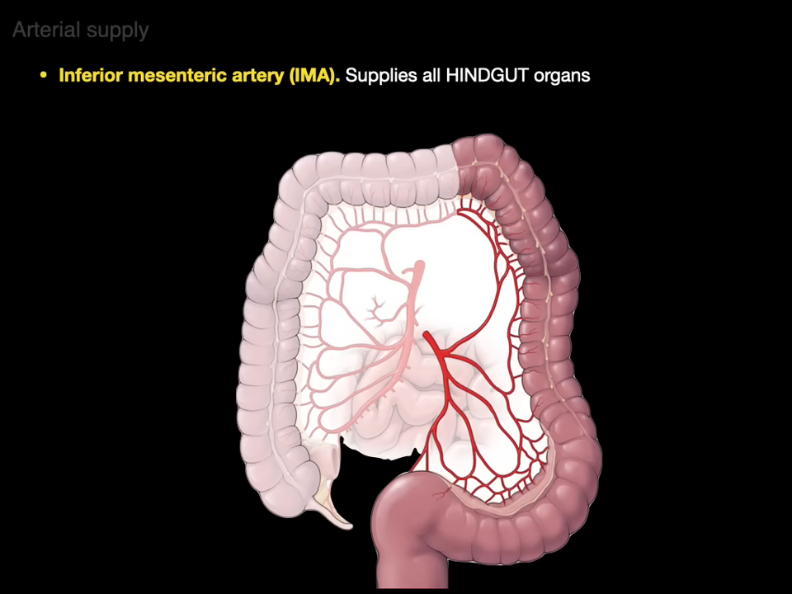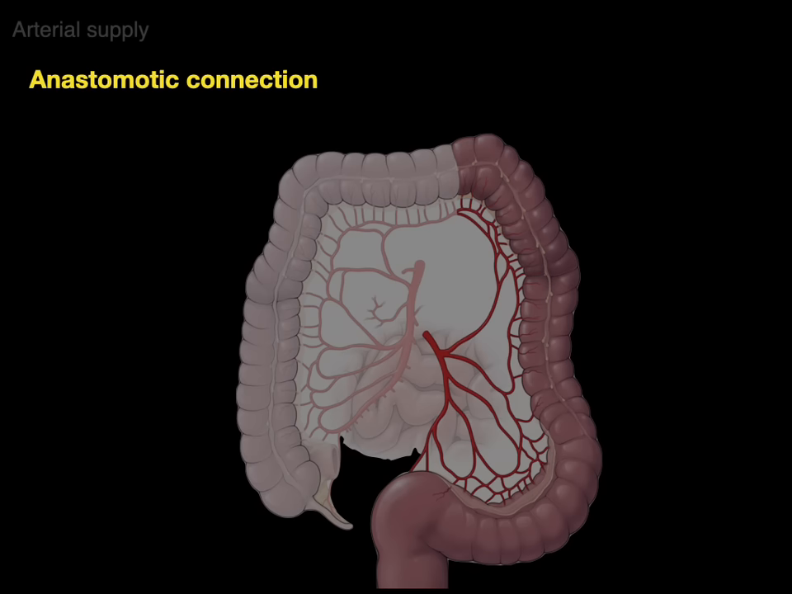Now, the IMA supplies all hindgut organs. So there's the IMA, and so there's the transverse colon, descending and sigmoid colon, and the rectum. All of those are supplied by branches off the IMA. Now, there's an anastomotic connection between the midgut and hindgut, okay? And so there in red, I show this thing.